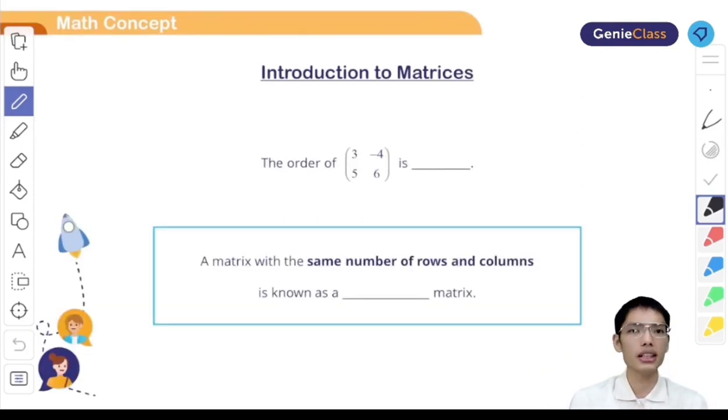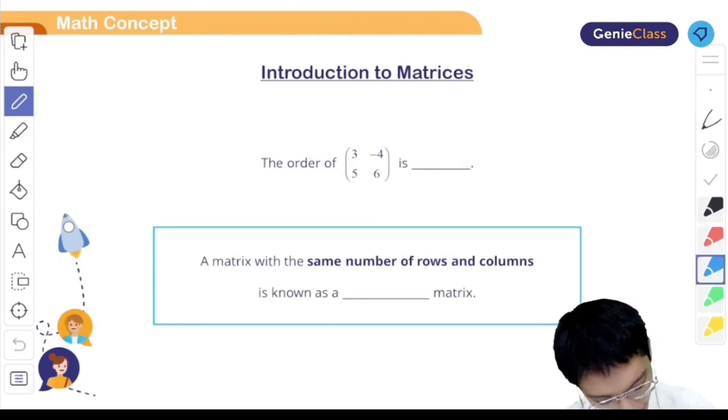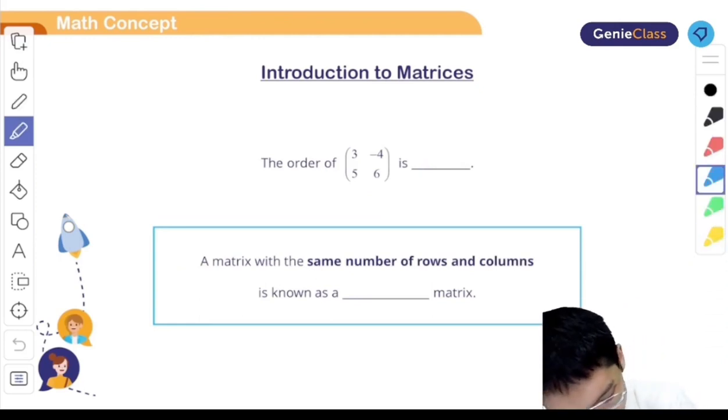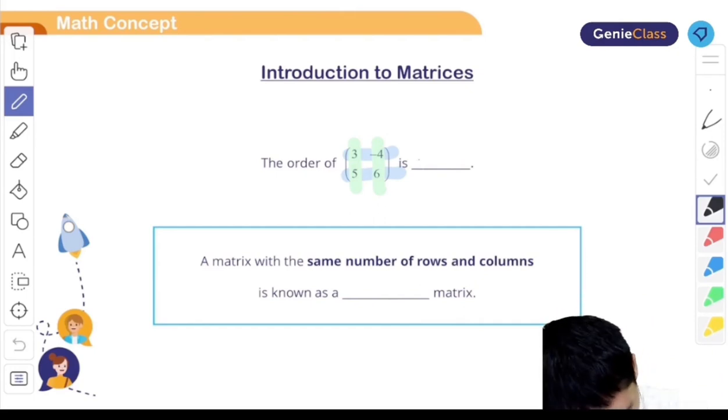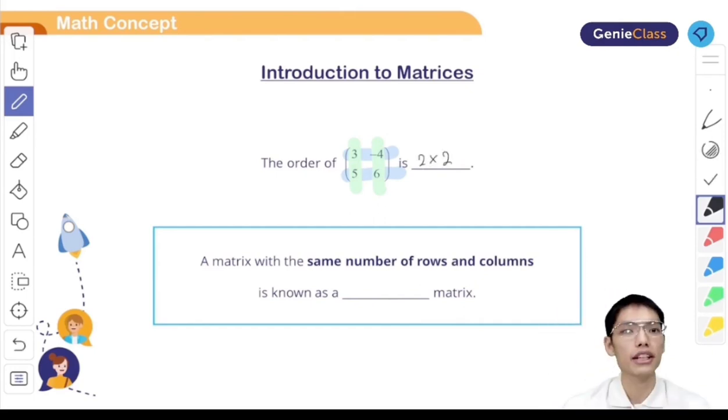Okay, what is this particular matrix over here? If you realize already, I hope, this has 2 rows, 2 columns. So therefore, my order is, I hope you realize, 2 times 2 or 2 by 2. Okay, don't say times, say 2 by 2. I'll fix it with the words 2 by 2.